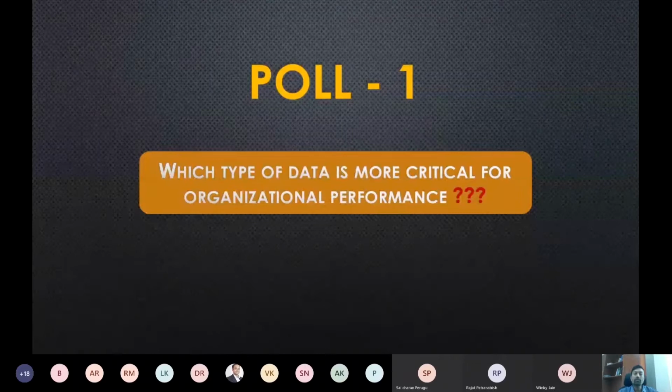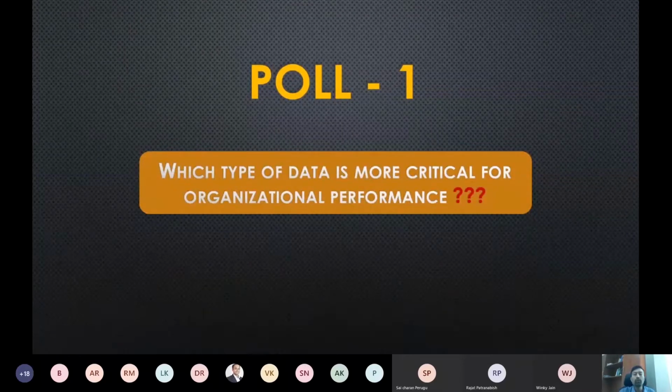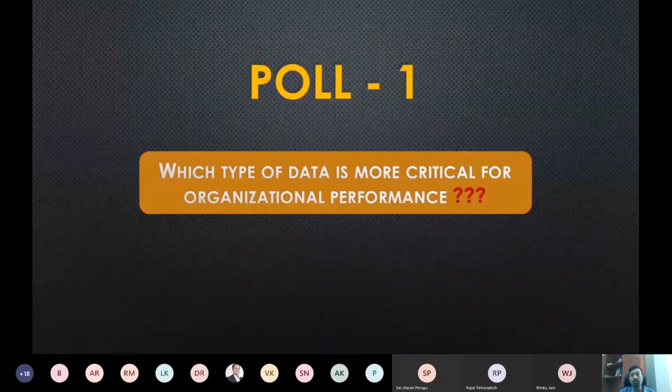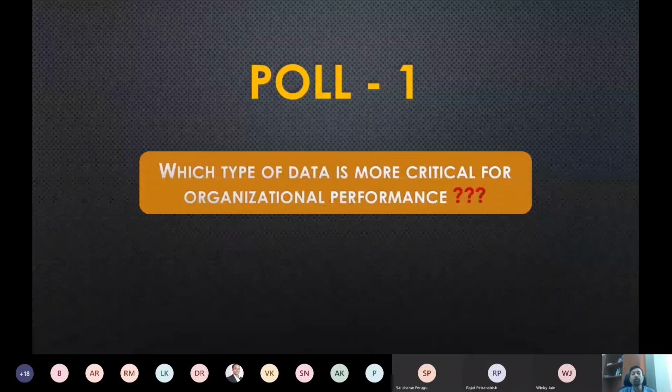So the next is I'd like to take your views in a poll. Which type of data is more critical for organizational performance? Before moving ahead, I request you all to put your response in the chat box.